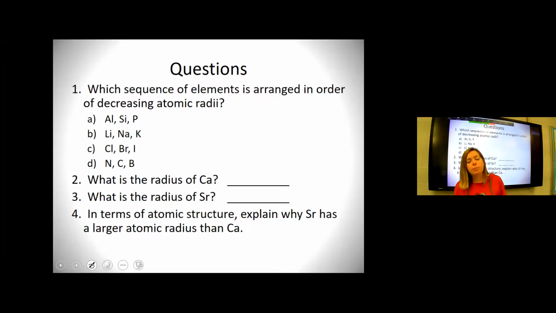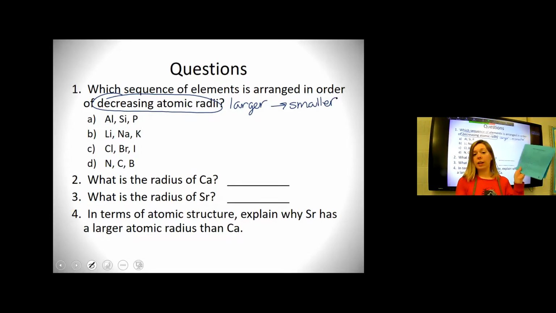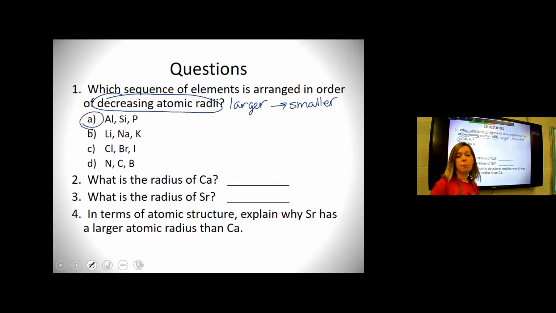So for number 1, we want something that's in decreasing order. So we want it to go larger to smaller. All right, so we could do this with the trends. So looking at our periodic table, we got aluminum, silicon, phosphorus. We get smaller as we move across. So that should be our answer.